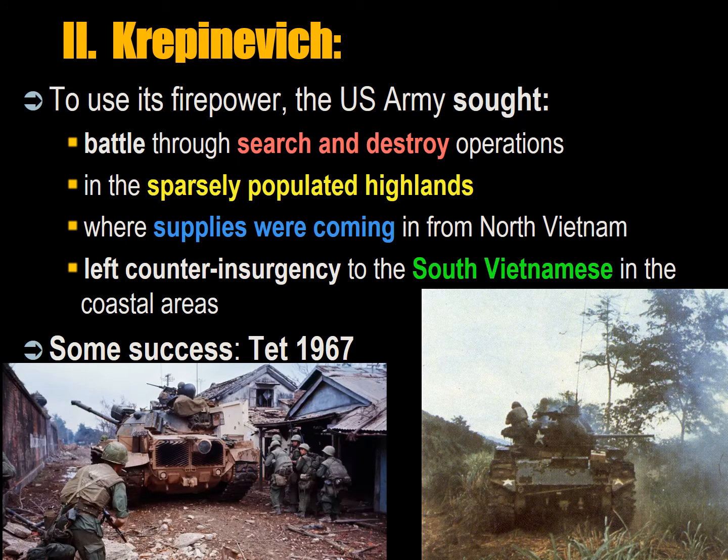To use its firepower, the U.S. Army sought battle through search and destroy operations in the sparsely populated highlands. The U.S. could not use its firepower in the populated areas because it was going to be highly disruptive. And supplies were coming to the Viet Cong and the North Vietnamese forces through Cambodia and Laos in the highlands along the border of Vietnam. The U.S. Army left counterinsurgency to the Vietnamese in the coastal areas without attempting to reform how the Vietnamese army functioned. There was some success.